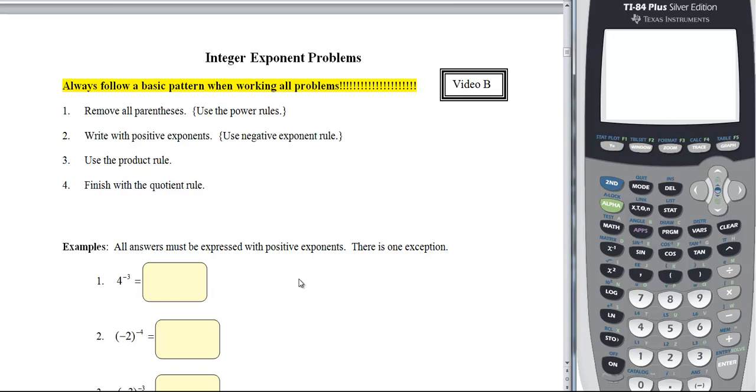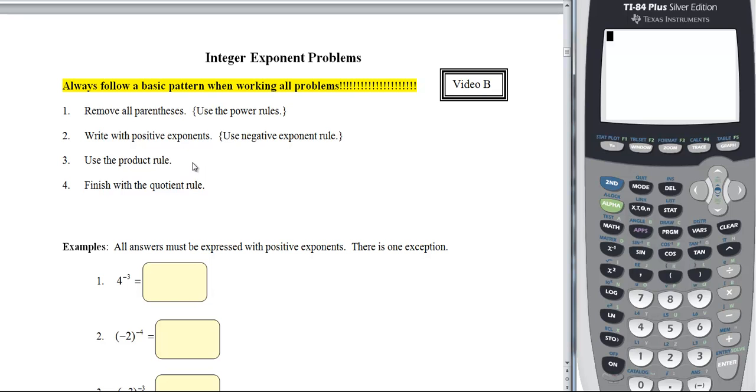Now we're going to look at some integer exponent problems. Always follow a basic pattern when working all problems, and I cannot emphasize this enough. First thing, if you have any parentheses, remove them using the power rules. Write with positive exponents, which means if you see any negative exponents, get rid of them.